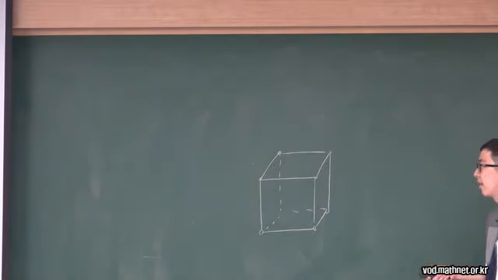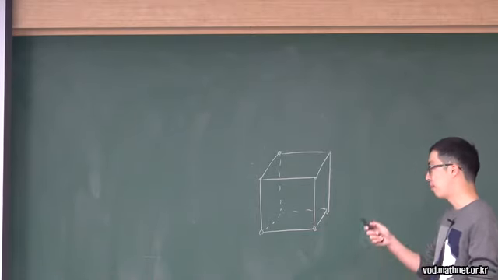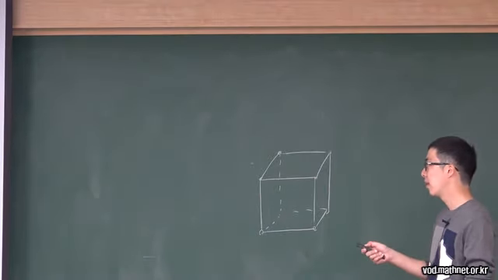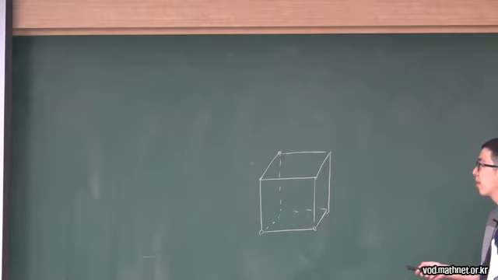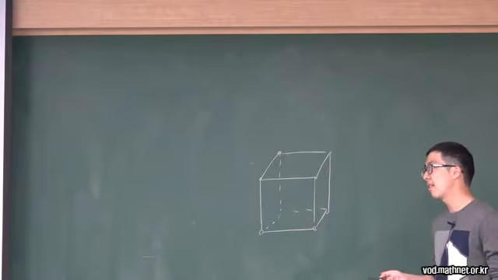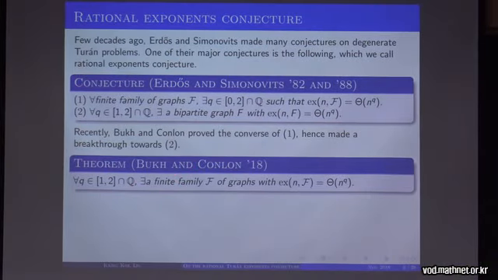And actually, there is not much progress on the first conjecture, but for the second conjecture, recently Bukh and Conlon proved the converse of the first conjecture, which is slightly weaker than the second conjecture. Their theorem is: given any rational number q between 1 and 2, there is a finite family of graphs with their extremal number being of order n to the q.